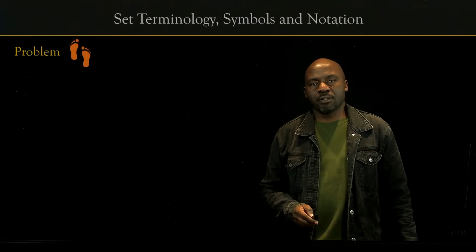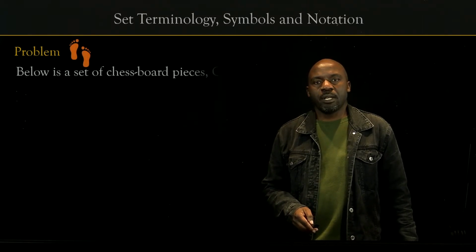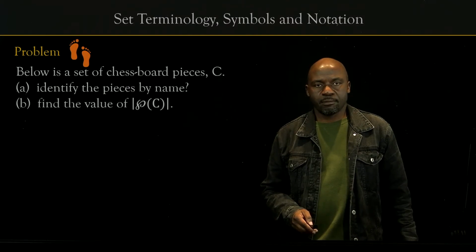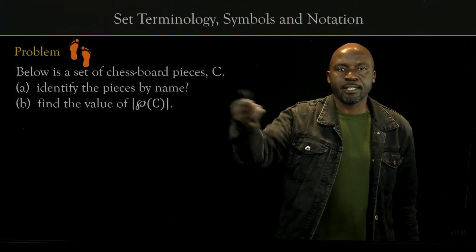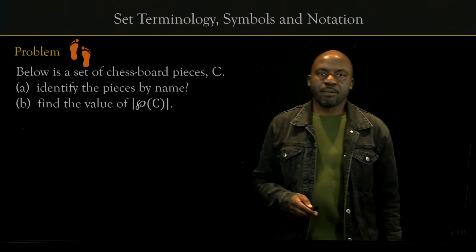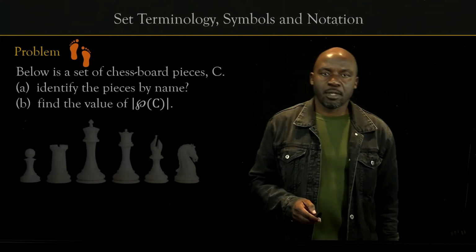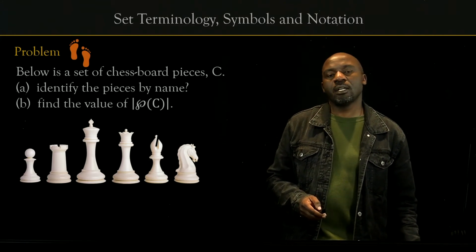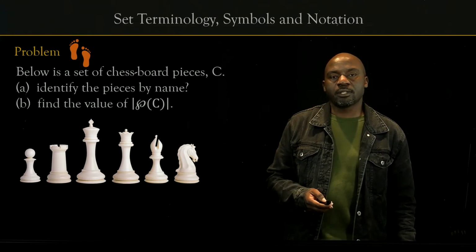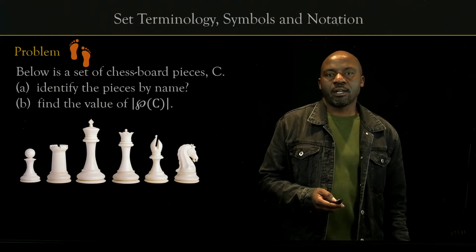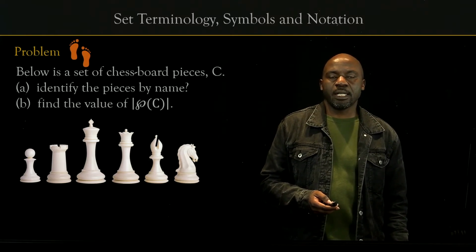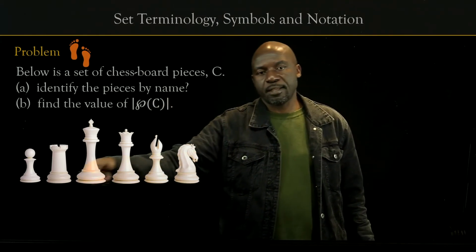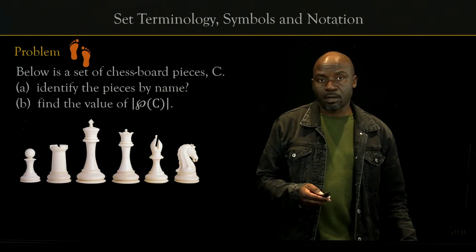Here's another one that I want you to try out. Below is a set of chessboard pieces. We will refer to the set as C. Identify the pieces by name. Hopefully you play some chess and you know the names of these. Otherwise you can search for the names. And lastly, find the number of subsets that would be produced by this set of chess pieces.